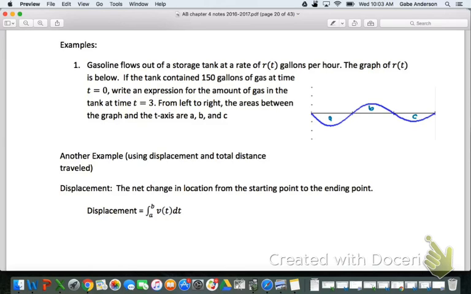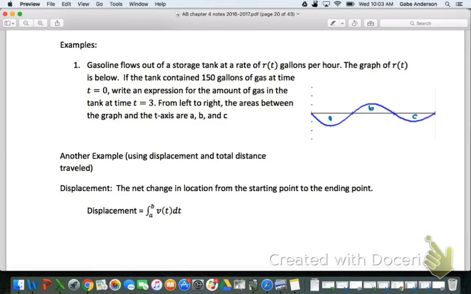Okay, so I want you to think about this. We have this graph. This graph is of R of t. What kind of thing is R of t? A rate. Yet the question asks, write an expression for the amount of gas. So what am I going to have to do to R of t somewhere? I'm going to have to integrate it, right? It's a definite integral. What would the limits on my definite integral be? The integral from where to where? 0 to 3, right? Because we're talking about how many gallons were in the tank at 0, and then how much ended up there at time 3. So I would start us off with this.